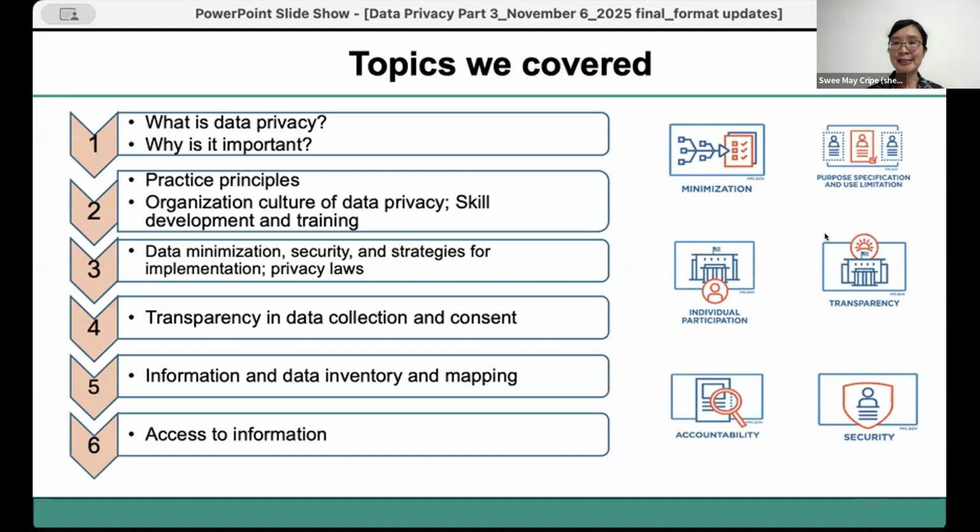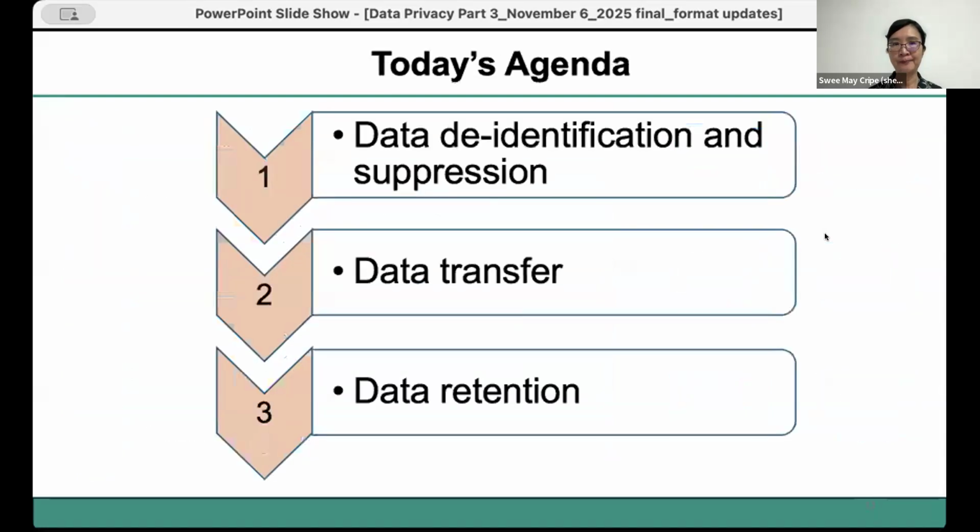We also discussed the information and data that organizations retain and store, and how to create an inventory and map the inventory. And we ended with discussing roles and responsibilities in organizations and who has access to sensitive information.